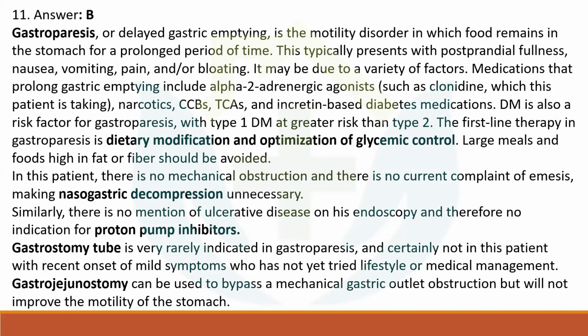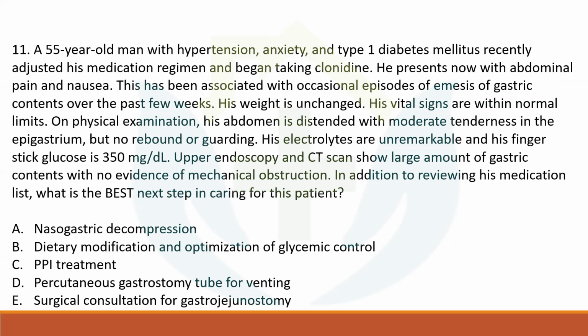Why? This is a case of gastroparesis, or delayed gastric emptying. It is a motility disorder in which food remains in the stomach for a prolonged period. It presents with postprandial fullness, nausea, vomiting, pain, and bloating. It may be due to a variety of factors. Medications prolonging gastric emptying include alpha 2 adrenergic agonists. Could you see, in the question they have given it in the first sentence itself?